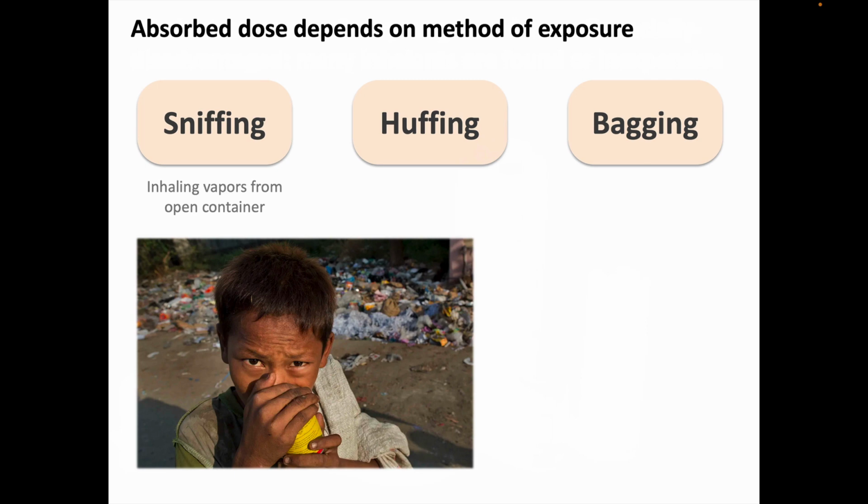Inhalants can be used in a few different ways, such that the user can control and can increase the dose they're exposing themselves to. Inhalants are typically first used through sniffing. The user opens the container and simply sniffs the vapors from that open container, which entrains a lot of the surrounding normal air along with it.